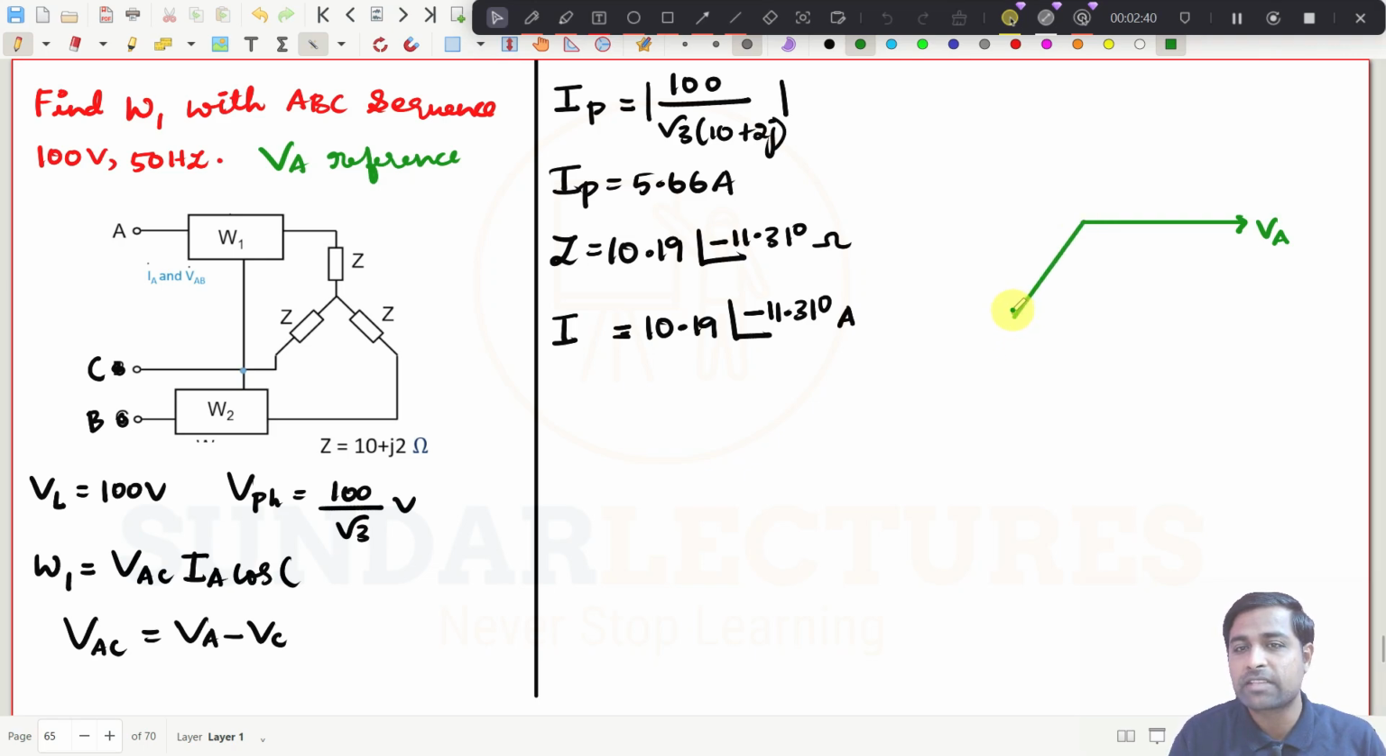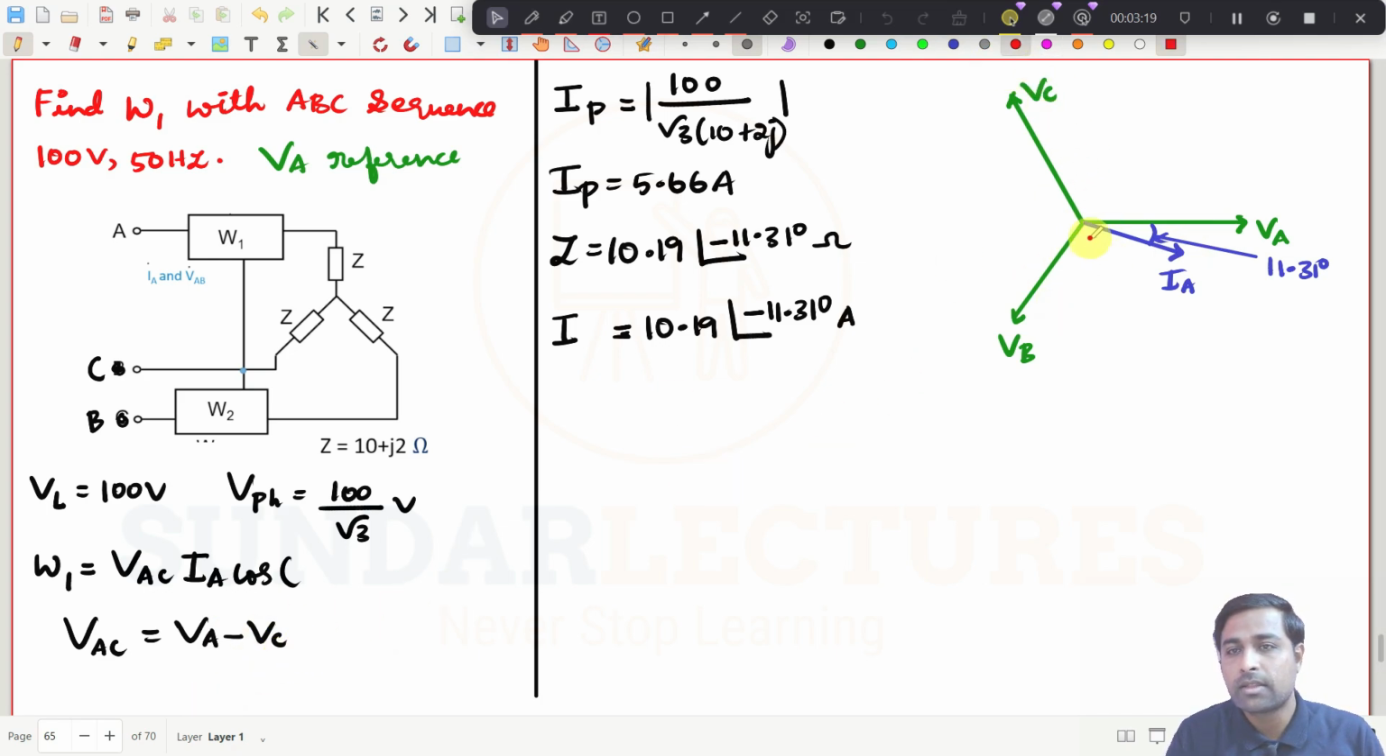I don't have any graphs here, so the length will be equal. Try to understand, right? This value will be VC. And here I need IA, same as usual. So if I need IA, then simply this one. This will be IA, and this angle will be 11.31 degree. VA is already here. I need VC here. Minus VC, right? Minus VC.